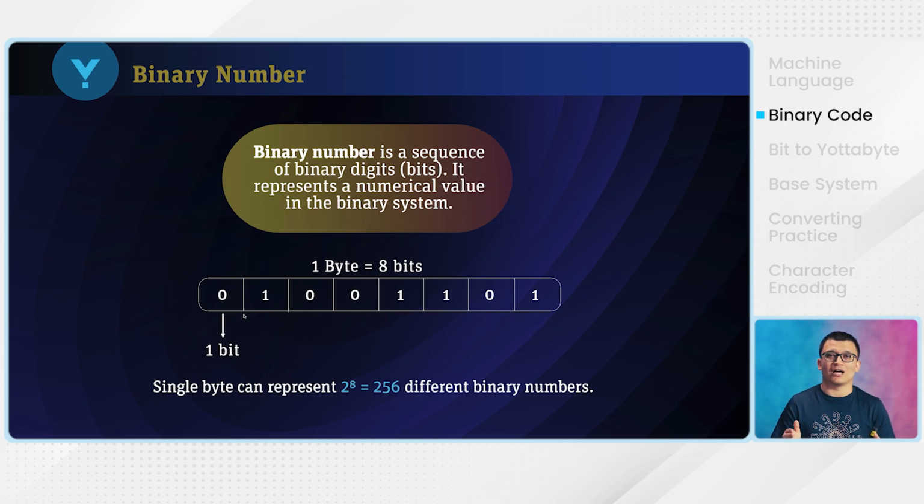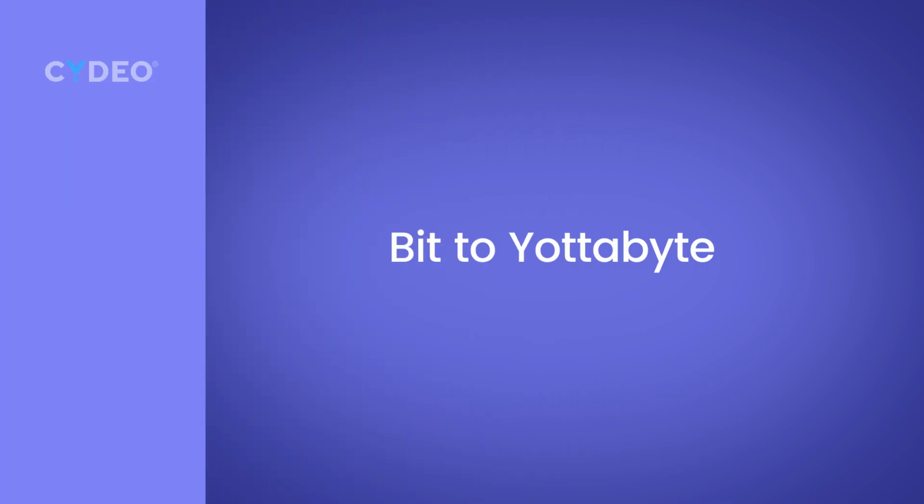And if we sum all those decimal values, we will end up getting 256. That's how the number 256 is calculated. That's why we say that one single byte can represent 256 different binary numbers. Okay. And here is the comparison from bit to yottabyte.